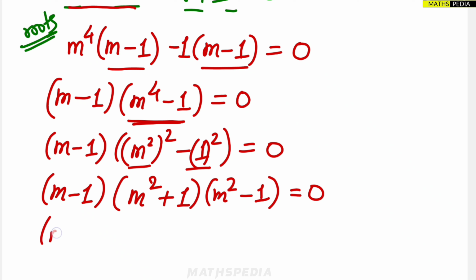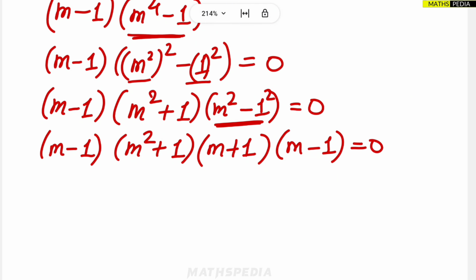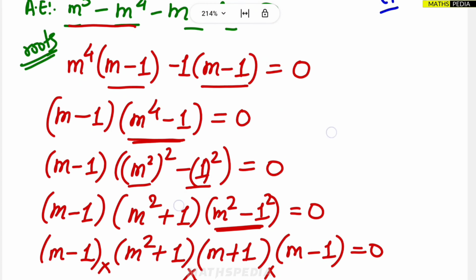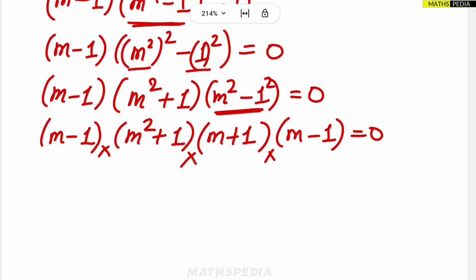So from this, m minus 1 into m square plus 1, I cannot do anything, but this I can write as m square minus 1 square, again a plus b into a minus b. So how many factors did we get? We got 4 multiplication factors. Since this equation is of degree 5, we should have 5 roots, because you can observe this is m power 5.